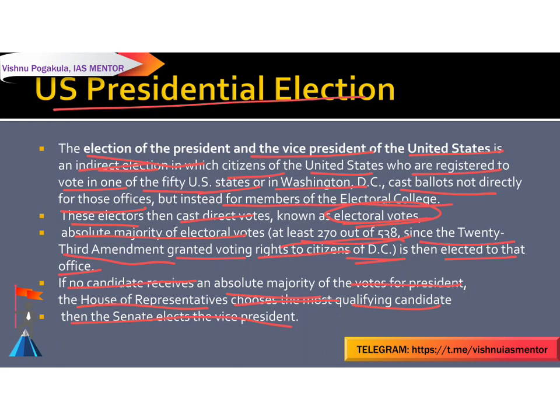This election is completely indirect, where the people choose members of the electoral college. These electors cast their votes, known as electoral votes, for choosing the president and vice president of the US, and the candidate who receives the absolute majority of the electoral votes, that is at least 270 out of 538, will be chosen as the winner and elected. If no candidate receives an absolute majority of the votes for president, the House of Representatives will choose the most qualifying candidate. And if no one receives the absolute majority for vice president, then the Senate will elect the vice president. This is how the US presidential election takes place.